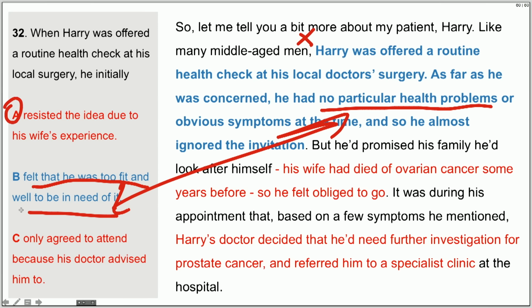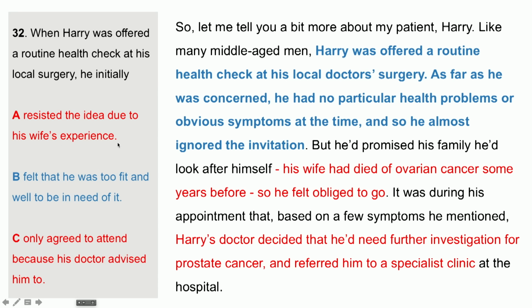Now, let's have a look at the distractors, A and C. A says, resisted the idea due to his wife's experience. His wife had died of ovarian cancer some years before, so he felt obliged to go. Well, that's very different to resisted the idea. He felt obliged. And C, he initially only agreed to attend because his doctor advised him to. Harry's doctor decided that he'd need further investigation for prostate cancer and referred him to a specialist clinic. He didn't advise him there at all. So again, you can see that some are mentioned, but they are not right. Only one is right, and it uses synonymous language.